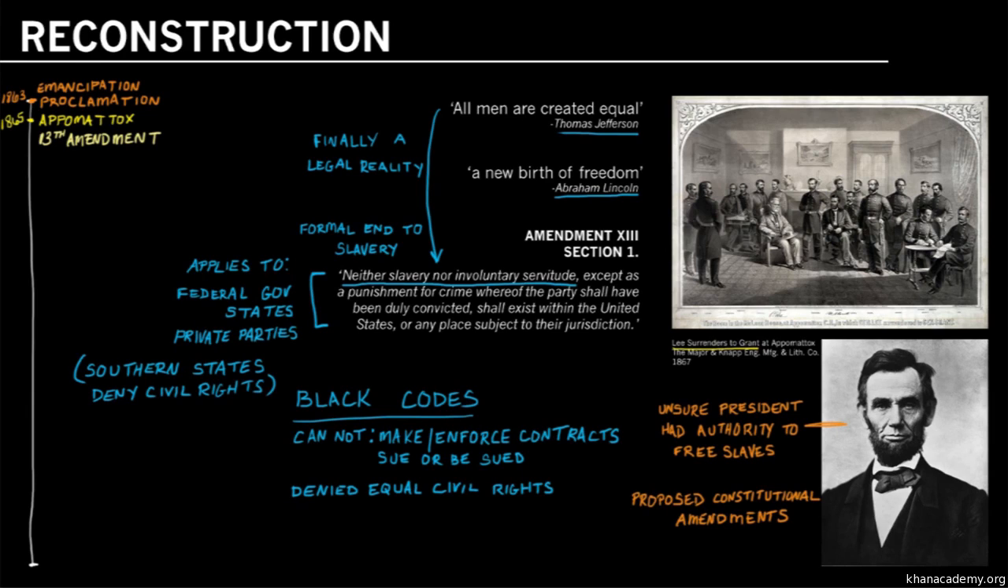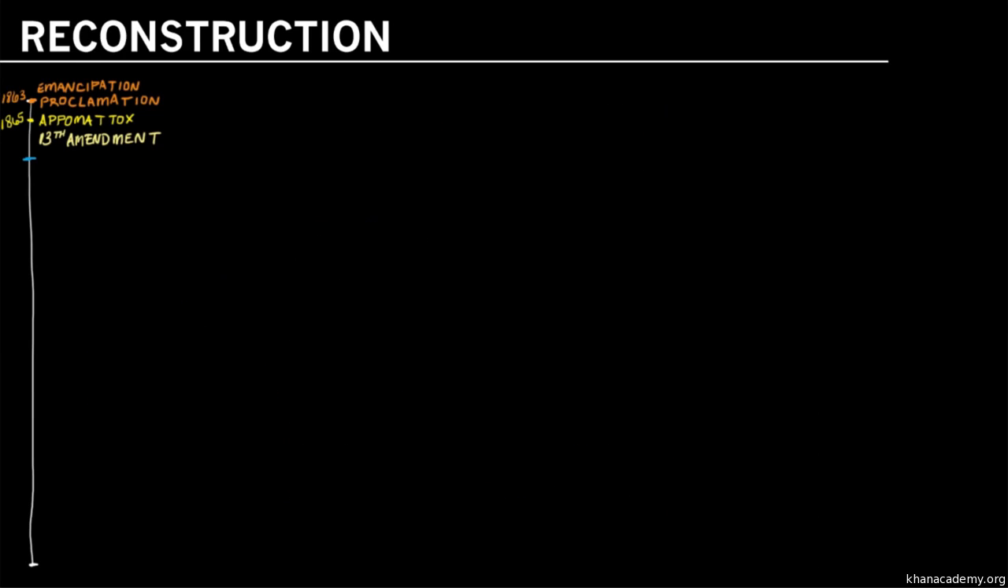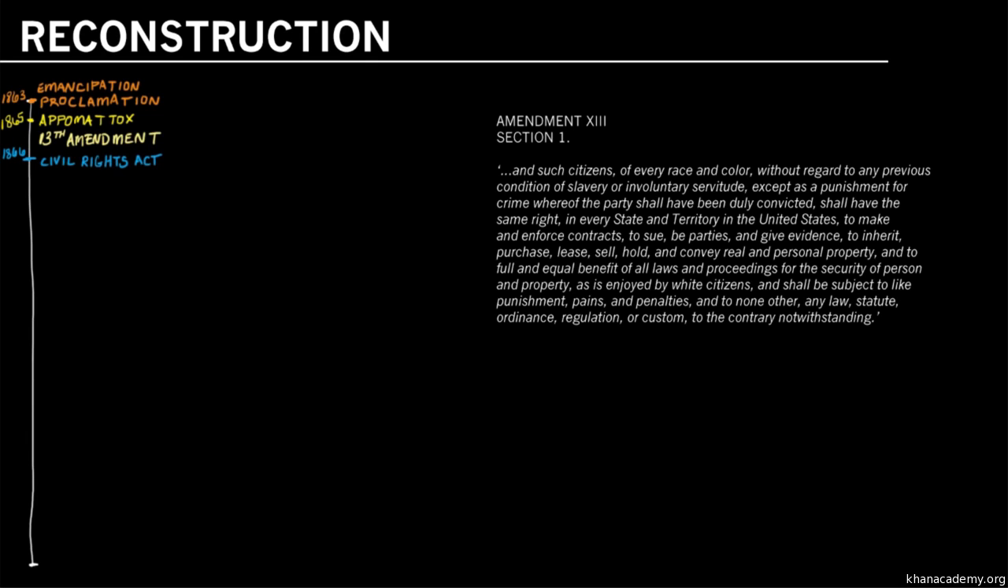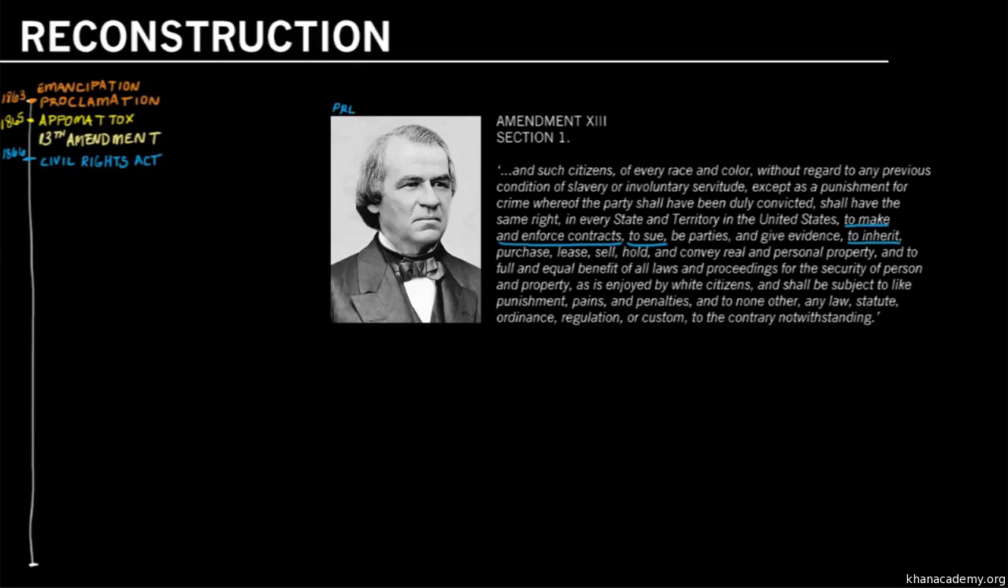They pushed back by passing the Civil Rights Act of 1866. That law basically said that African Americans shall have the same rights to make and enforce contracts, to sue and be sued, to inherit property as white people. The problem was, once again, there was a question about Congress's constitutional authority to pass that Civil Rights Act, and President Andrew Johnson vetoed the Civil Rights Act, claiming Congress lacked the constitutional authority to pass it. That's why the 14th Amendment was necessary, to make clear that Congress had the power to pass the Civil Rights Act.